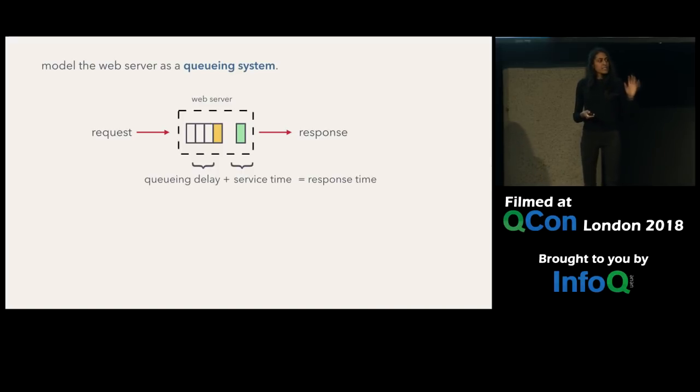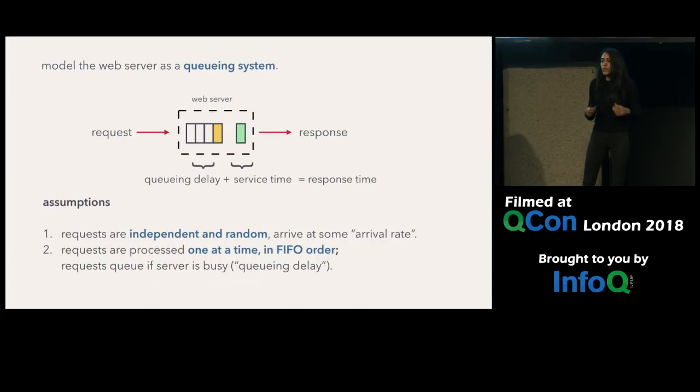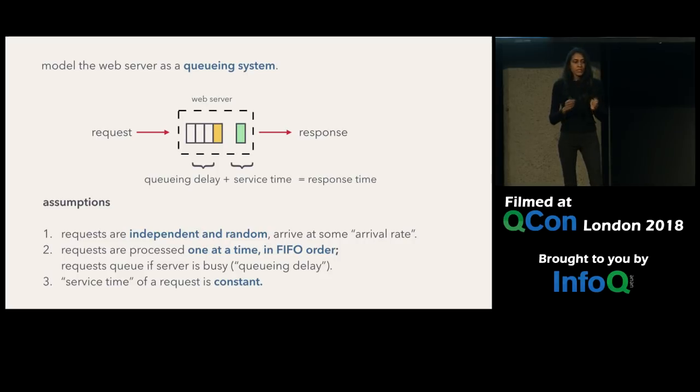Now, we're going to make some simplifying assumptions about our system. The first is that requests are independent and random. That is to say, they're not correlated with each other. They're not correlated with the response time of the system. They're independent and random. It's a random variable. The second assumption is that requests are processed one at a time and in first-in first-out order. So you can imagine this is a single core, single threaded server. And finally, we're going to assume that the service time, the time it actually takes to process each request, is constant.